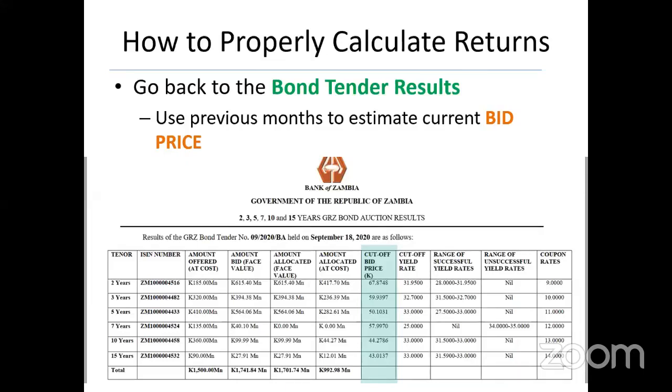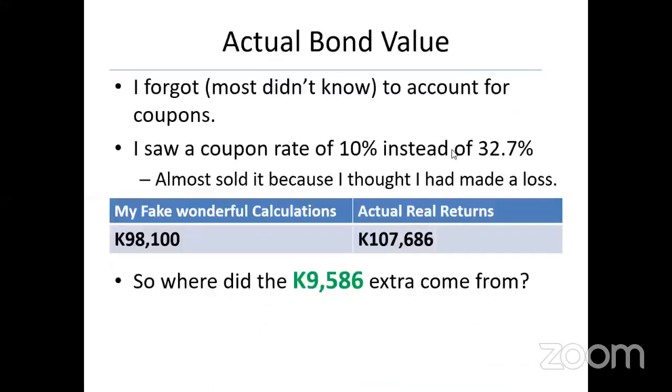Hello, Victoria? Yes, Harrison? Before we move forward, I just had a quick question about the returns you showed. You said 107,000 about there? Yes, your actual returns. Is that including the coupon payments or is that just the yield? No, this is including everything. So these are the coupon payments plus the discount amount.